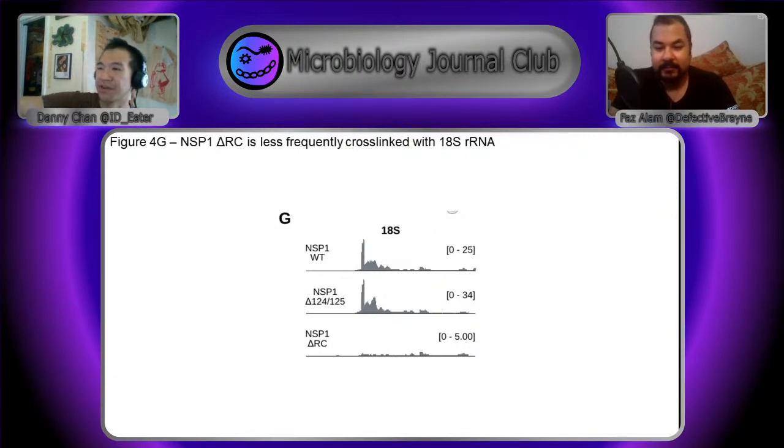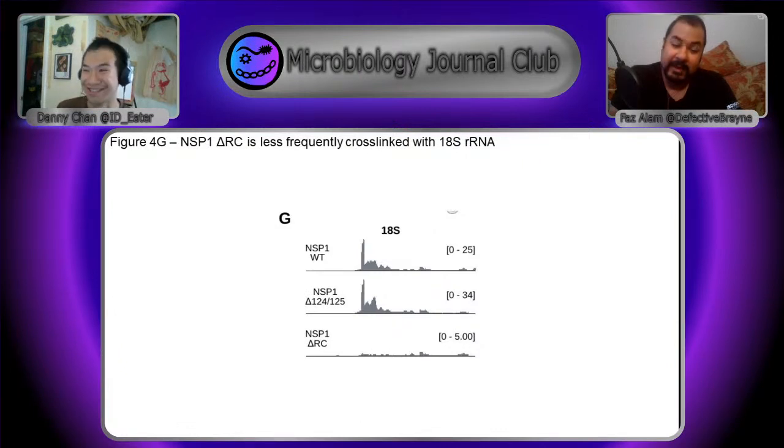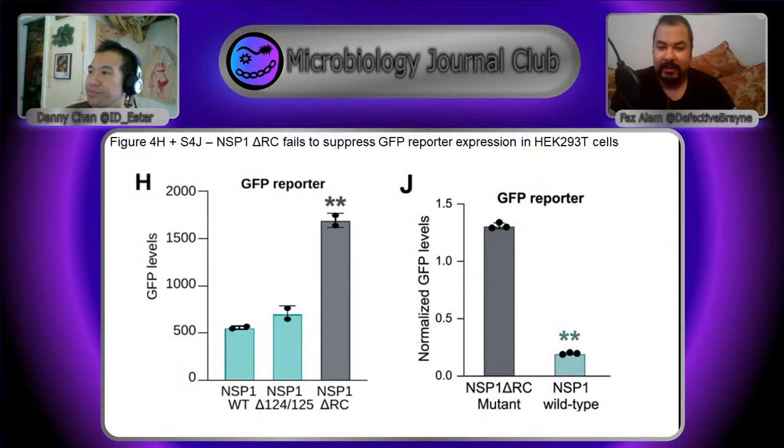Another control that they put in here is Delta 124 and 125. Again, someone could say, well, maybe you just removed charged amino acids, like the overall charge of the protein was changed. But they're arguing it's the specific locations of these that are important. So here they just remove two charged amino acids from another part of the protein, and those ones still cross-link the same way to 18S RNA. It's only when you remove those two charged amino acids in the very specific positions that you see a difference in the way it binds to 18S.